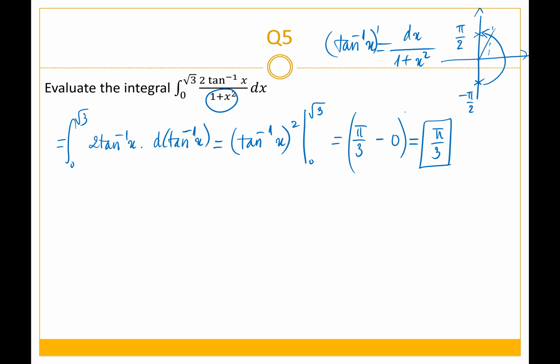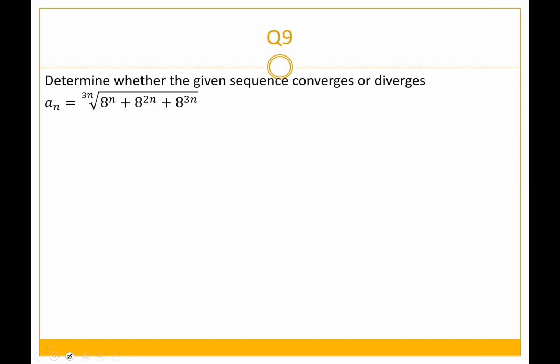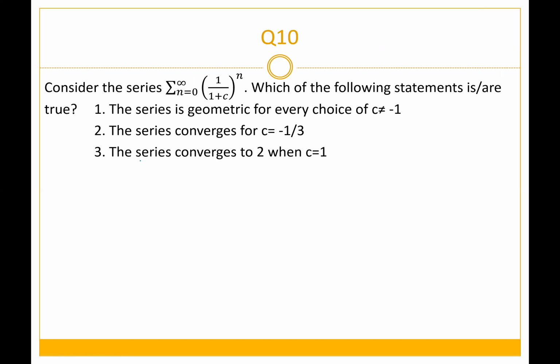And this is this square, so it has to be pi squared over 9. So now it's question 9. Determine whether the given sequence converges or diverges. Now this is a sequence. So when you figure out if it converges or diverges, I think this is a hard one as well. It looks a bit confusing to me.